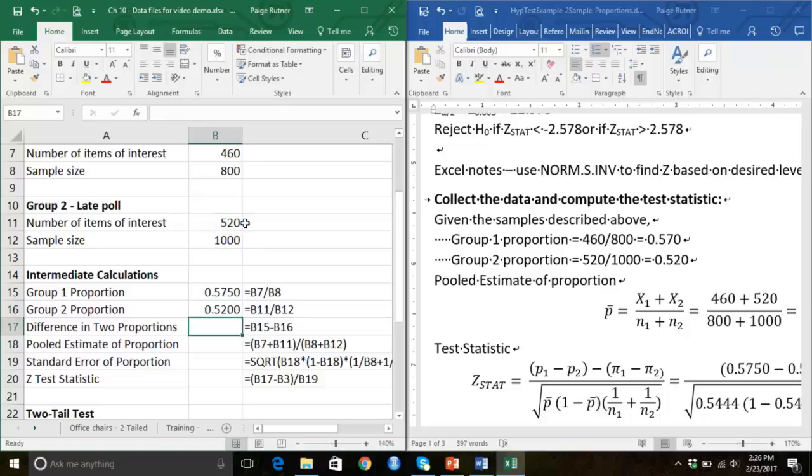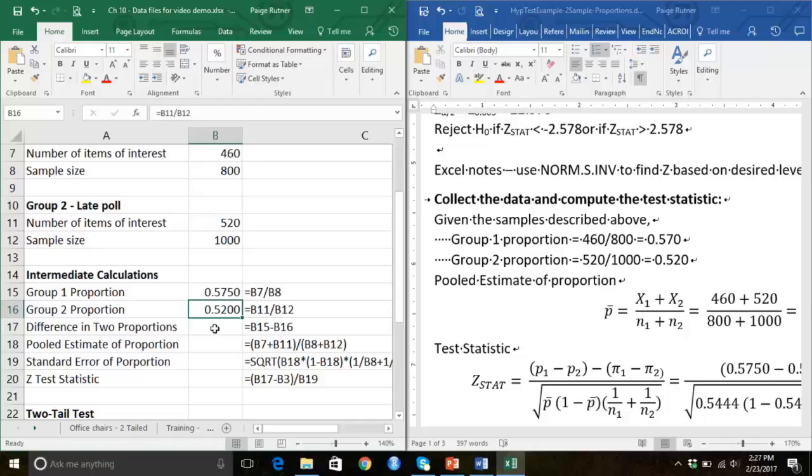And just stepping back and looking, we do notice that even though the number of people who approved our candidate went up from poll 1 to poll 2, from the early poll to the late poll, the proportion went down because we were surveying a larger number of people in the second poll. So it went from 0.575 to 0.52 for the proportion. So we can observe a difference. Of course, we have to complete our hypothesis test to determine whether that difference is statistically significant or not.